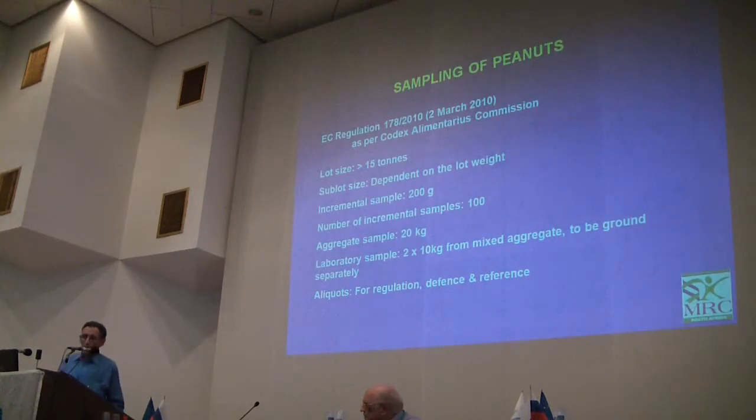Typical of them would be the sampling of peanuts, which, as far as I know, the latest one is from March 2010, in which the lot size, as an example, for greater than 15 tons, the incremental size is 200 grams. You take 100 of them, you end up with the aggregate sample of 20 kilograms. The laboratory sample, etc., is then defined in the sampling plan.